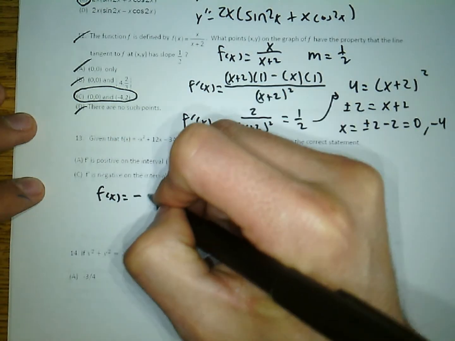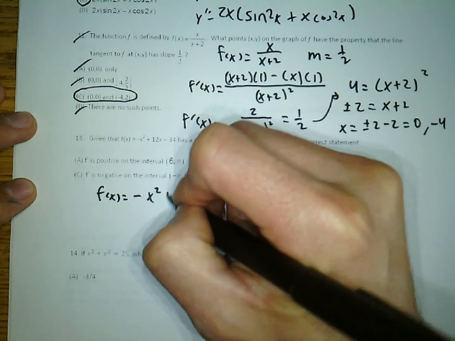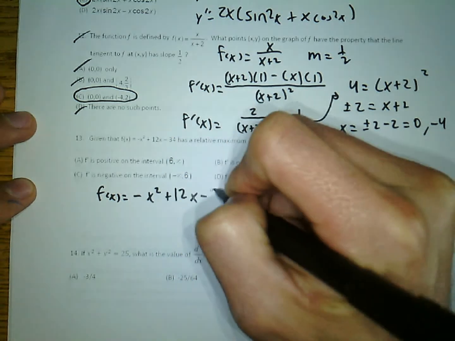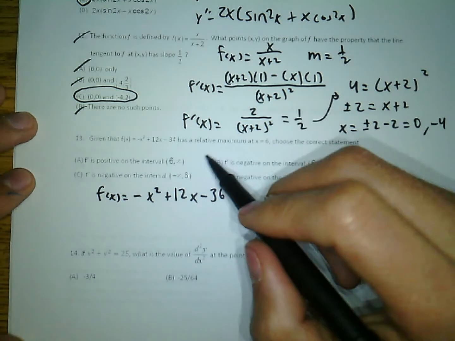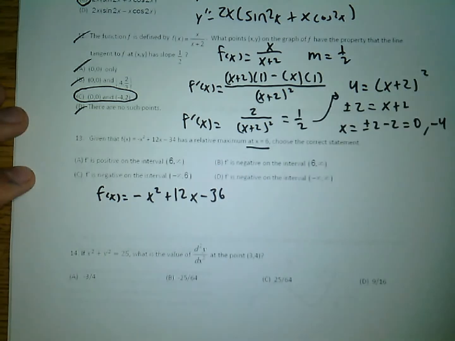Question 13 says you are given the following function. F of x is equal to negative x squared plus 12x minus 36. You are being told that you have a maximum at x equals 6. Choose the correct statement. Okay, well, let's think this through.